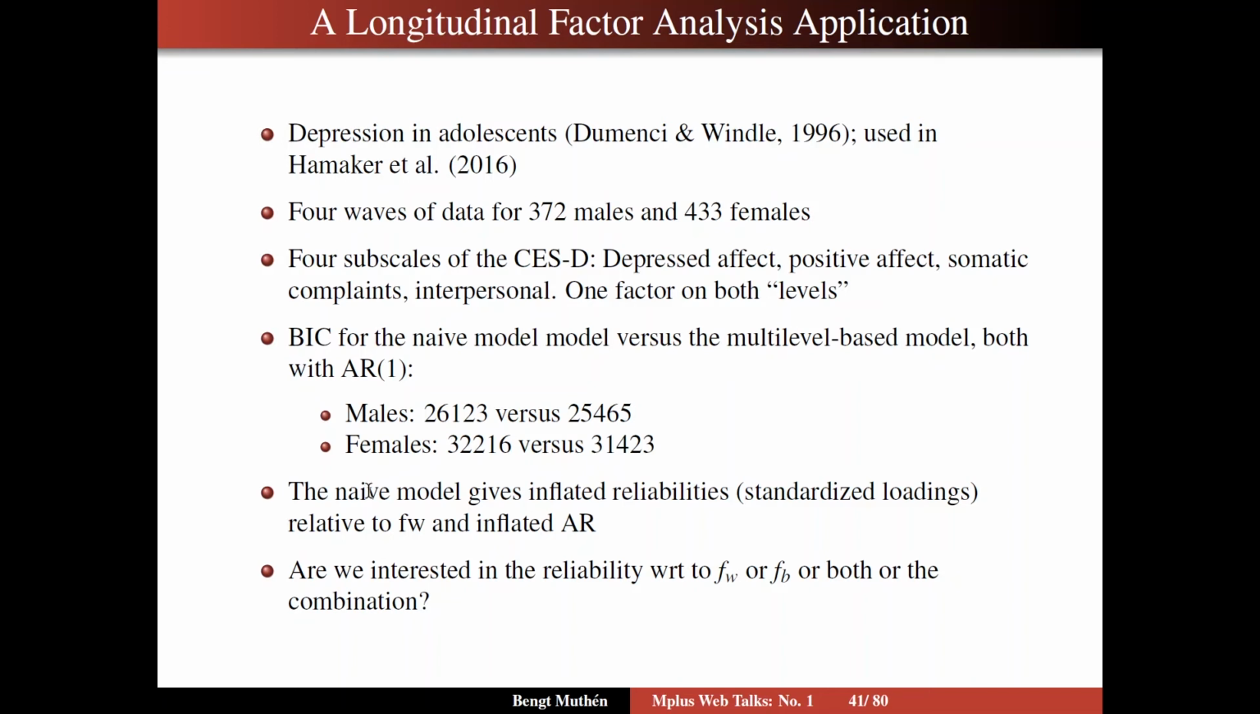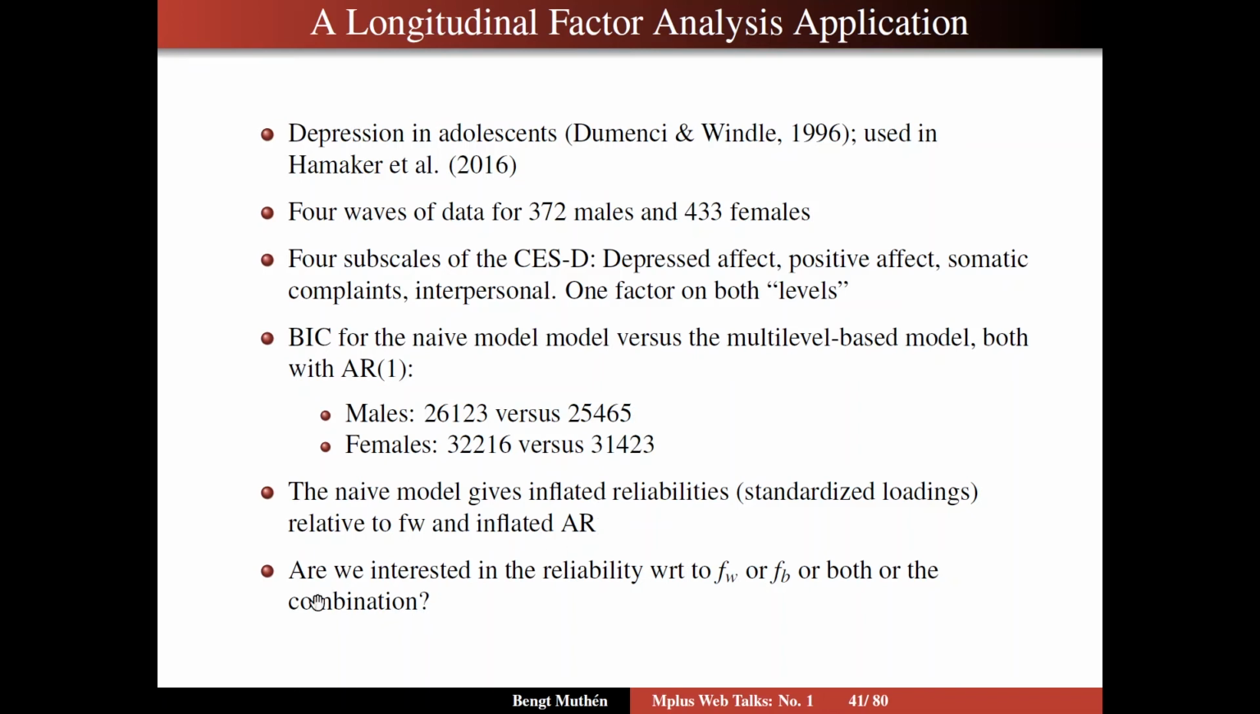Now, also the naive model gives inflated reliabilities. So these are one-factor models, and if you look at the standardized loadings, you can see what the reliabilities are going to be. You can square them, and the naive model gives inflated reliabilities relative to what you get in the longitudinal factor analysis model based on multi-level modeling for the within factor. And it also gives inflated autoregressive coefficients, how factors depend on each other over time.